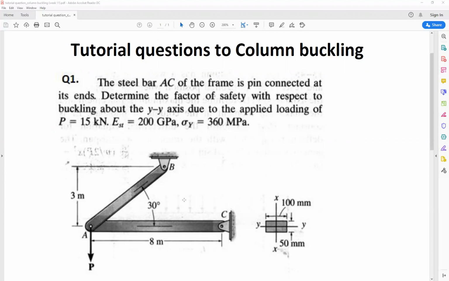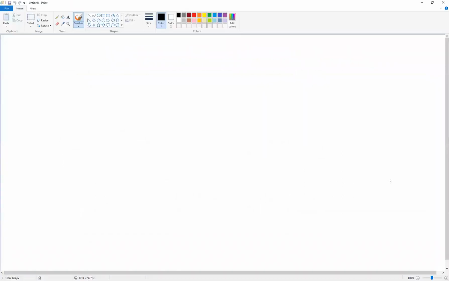Okay, so this is the first problem. We have a truss of two members, one horizontal and one inclined, and we have an applied concentrated load P at A. The cross section of member AC is a rectangular section 50 by 100 millimeter. The requirement is to determine the factor of safety with respect to buckling about the y-axis due to the applied loading. Given P is 15 kilonewton, E, Young's modulus for steel, is 200 gigapascal, and the yield strength is 360 megapascal. Okay, I will now shift to Ben to start the explanation for this problem.